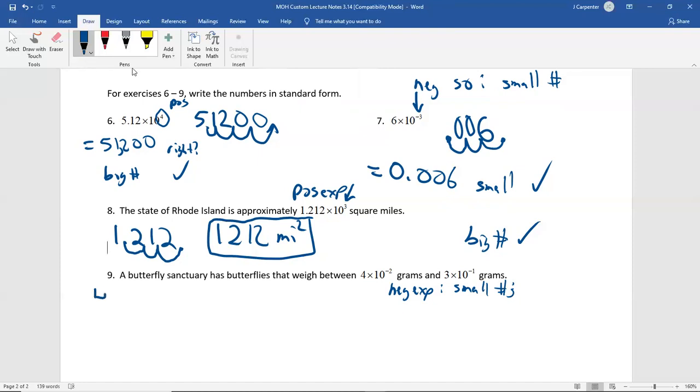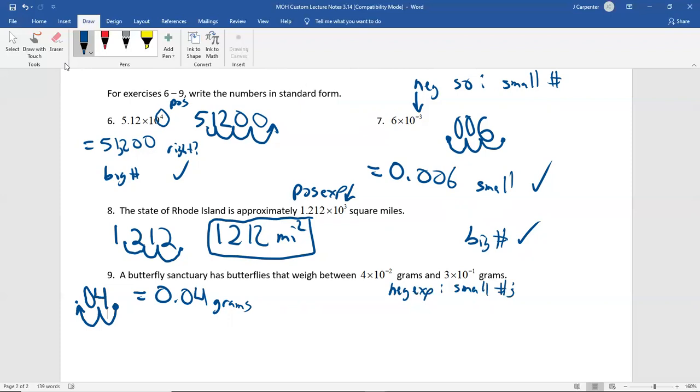So for the 4 times 10 to the negative 2, here's the 4. We need a decimal after the 4 since it doesn't have one initially. The exponent's a 2, so that tells us to move it twice. Now, I'm going to do it maybe right, maybe wrong first. If I go right, 1, 2 times, that would be 400, which is a big number. Nope, negative exponent, supposed to be small. So we go the other way. 1, 2. Ends up there. There's a filler 0 we need. So that is going to become 0.04. And they had grams, so let's use our units. So a butterfly sanctuary has butterflies that weigh between 0.04 grams and 3 times 10 to the negative 1 grams.